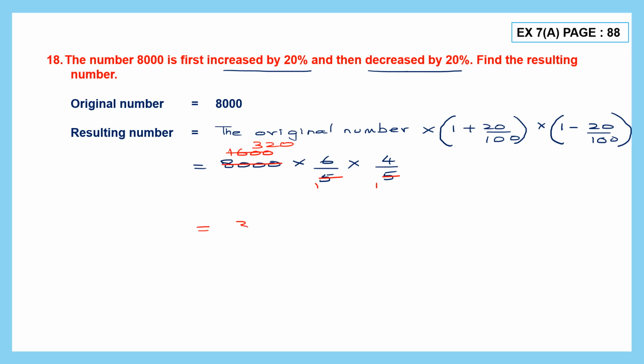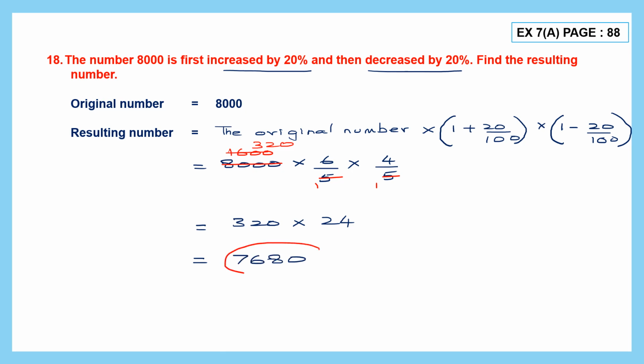Now what do we have? We have 320 into 6 into 4. 6 fours are 24. So 320 into 24. So that will be 7,680. So this is our answer.